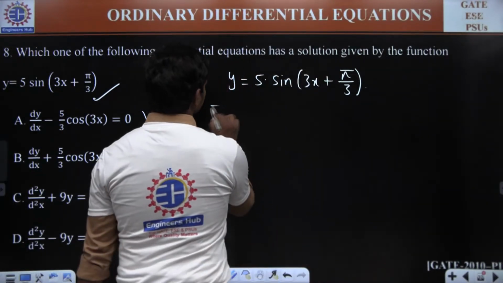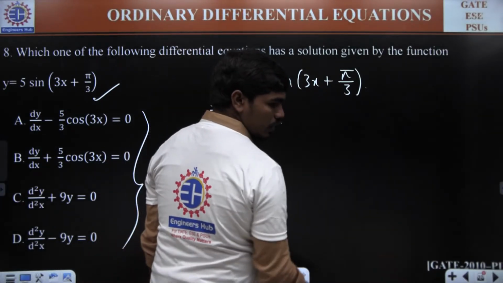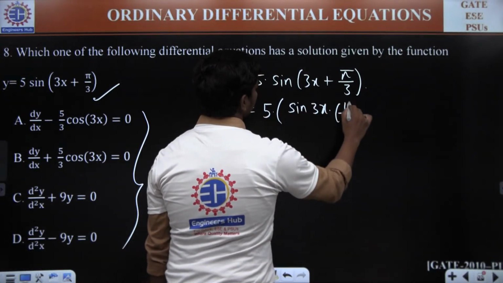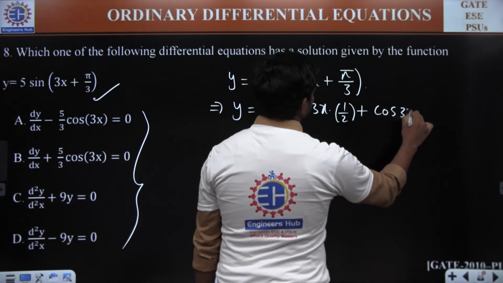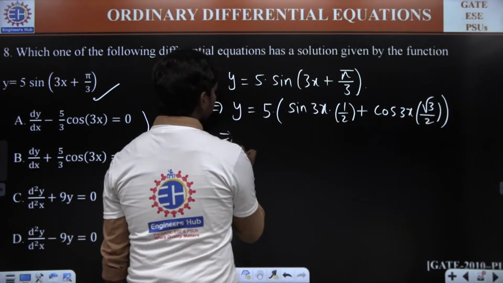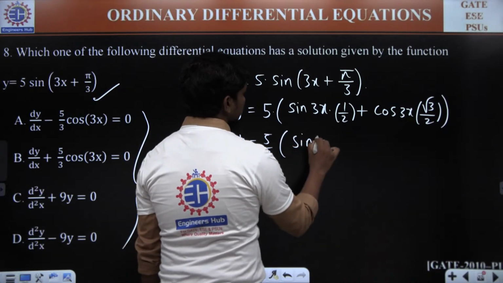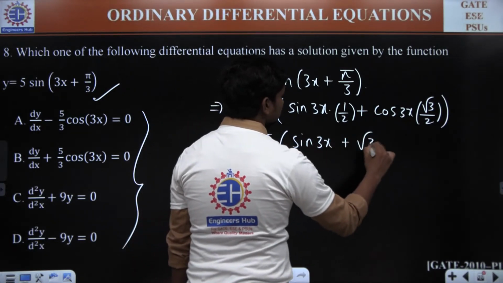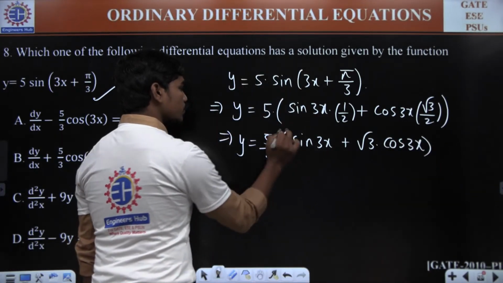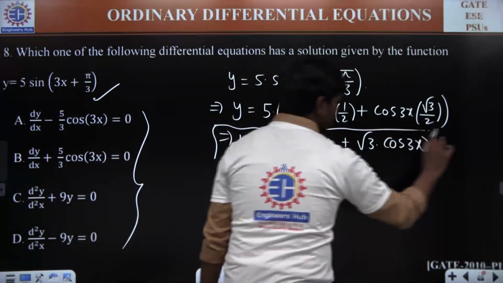y is equal to 5 times sine of, let me expand this, sine a plus b form I have given you already. So sine a cos b plus cos a sine b. Cos 60 is 1 by 2 and sine 60 is root 3 by 2. So basically y is equal to 5 by 2 times sine 3x plus root 3 times cos 3x. Can you understand something from this? If this is 1 and that is root 3, if you compare this with some standard differential equation, can you understand something?